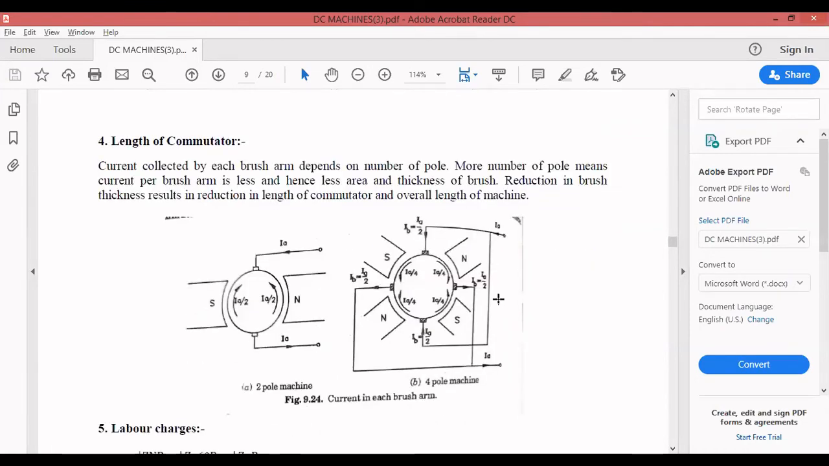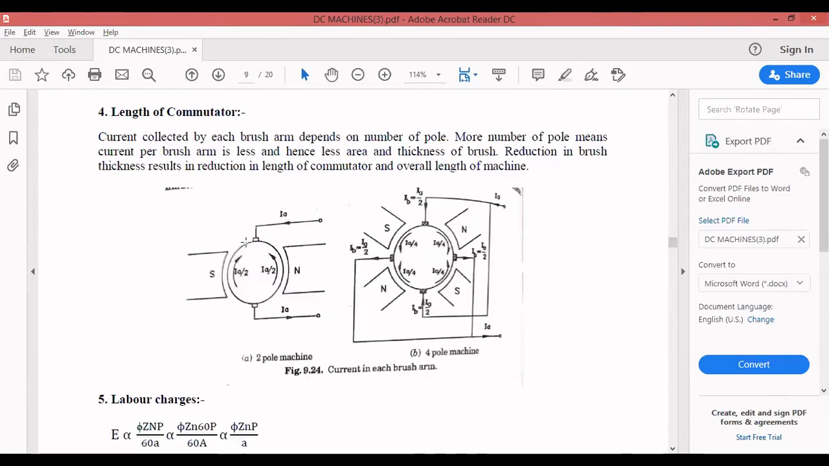Next, come to the length of the commutator. What should be the length of the commutator? The current collected by each brush arm depends on the number of poles, because the number of commutator segments depends on the number of poles. If more poles, more commutator segments. In a two pole machine, the current divides exactly by half. Likewise, if you go for four poles, you have four paths, and the current is divided into four parts: IA by four, IA by four, IA by four, IA by four.